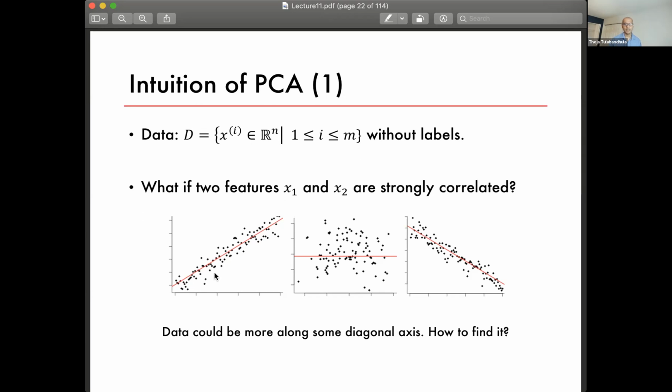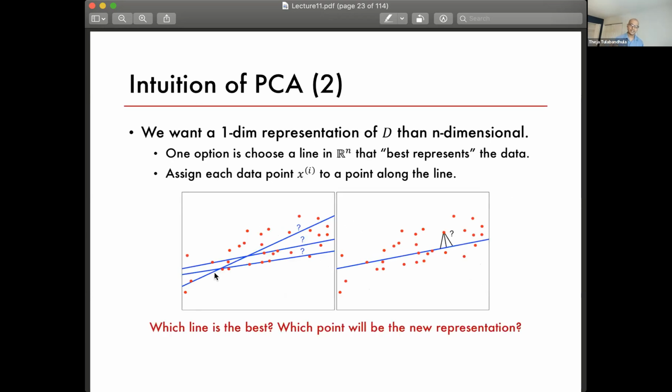So let's think of what we want. We want a smaller dimensional representation than the original n dimension. In this illustration, we want a 1-dimensional representation instead of the original 2-dimensional representation. Remember, D is the data set, and n in this illustration is 2. So we want a 1-dimensional representation instead of a 2-dimensional representation.